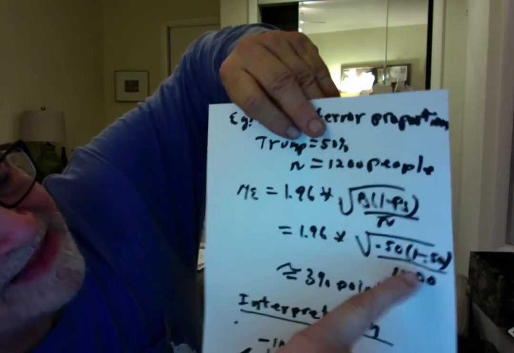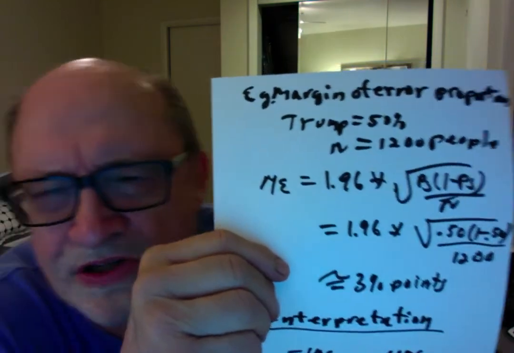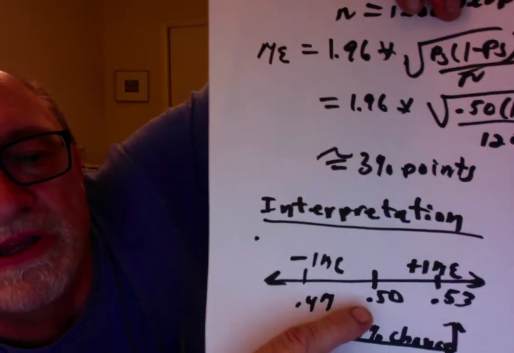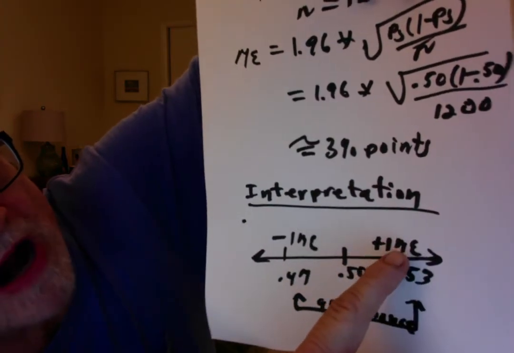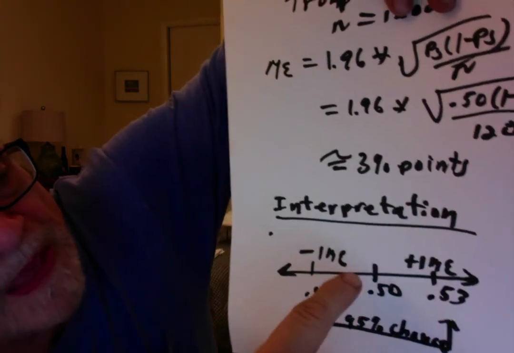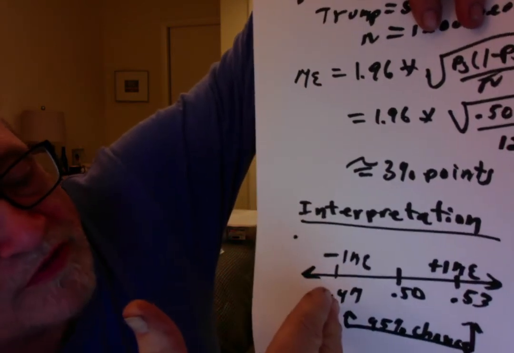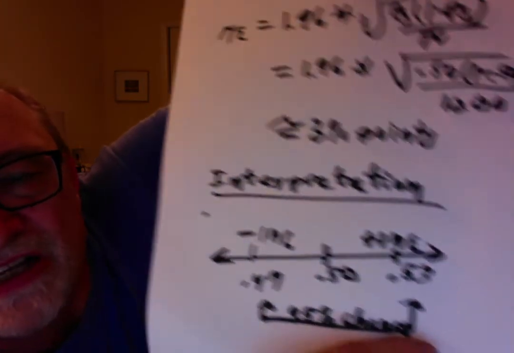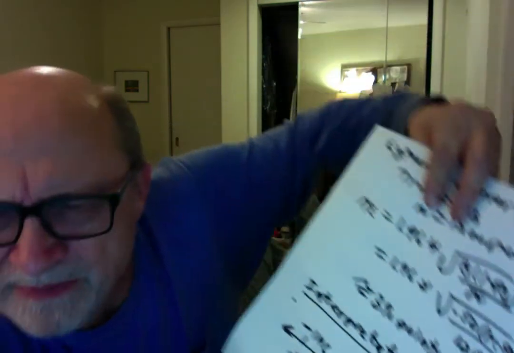So we stick that into our calculator and we get 3 percentage points. The margin of error is 3 percentage points here. Now, how do we interpret it? Well, just like we did with the mean, we take the 0.50, that's what Trump got, we add one margin of error to it, that's 0.53. We subtract one margin of error from it, that's 0.47. So we have an interval between 47% and 53%. We're 95% confident that Trump's percentage actually in the population is between 47% and 53%.